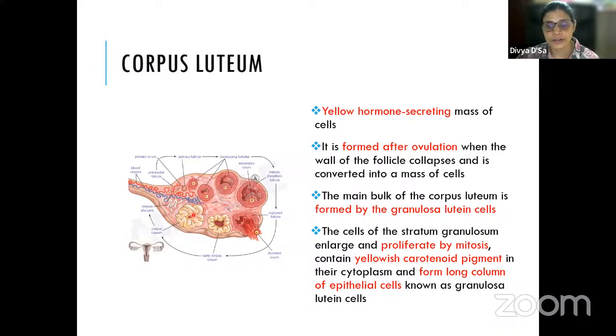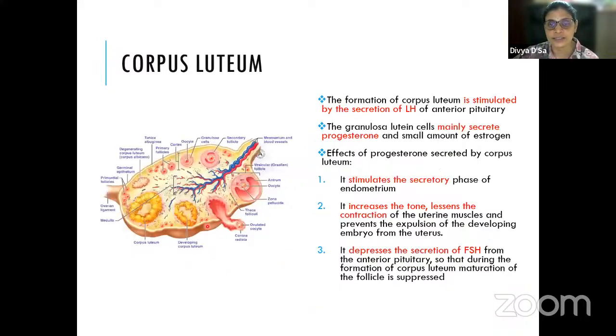The cells of the granulosa enlarge and proliferate by mitosis, and they appear yellow because of the carotenoid pigment present within them. They form long columns of epithelial cells, which we call granulosa lutein cells. So the stratum granulosum of the Graafian follicle enlarges by mitosis and is filled with this yellowish carotenoid pigment in the cytoplasm.